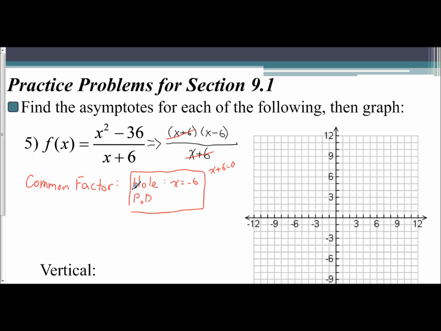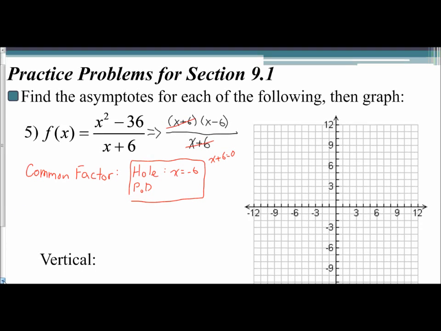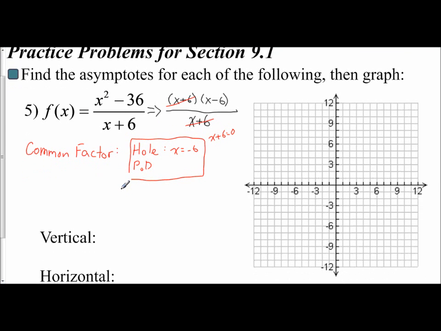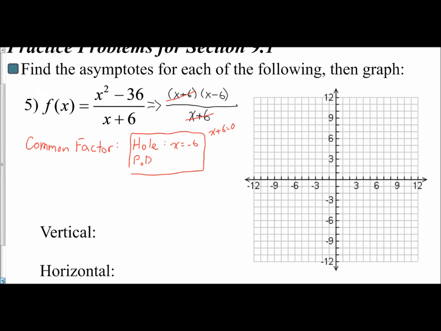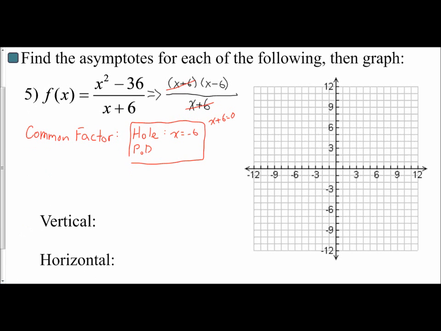And so that is the important part of the problem, to make sure you factor the numerator, factor the denominator, if applicable, and if they have a common factor, you create a hole. And so let's cross out this word vertical and put POD for point of discontinuity, and that is at x equals negative 6.